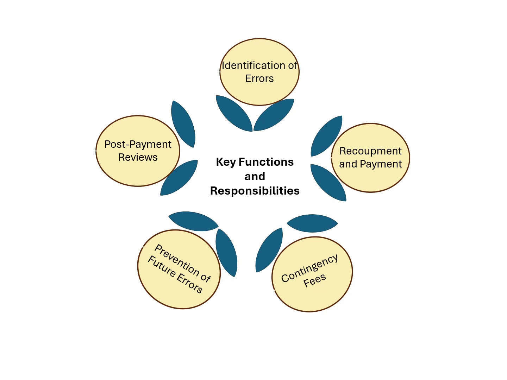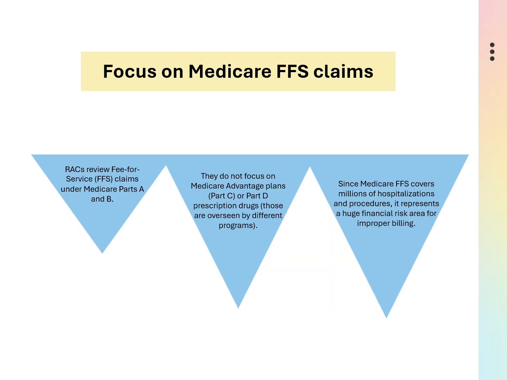Focus on Medicare FFS claims. RAC reviews fee-for-service claims under Medicare Parts A and B. They do not focus on Medicare Advantage plans, Part C or Part D prescription drugs. Those are overseen by different programs. Since Medicare FFS covers millions of hospitalizations and procedures, it represents a huge financial risk area for improper billing.